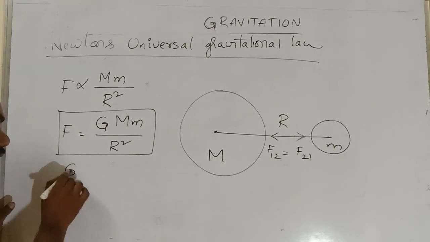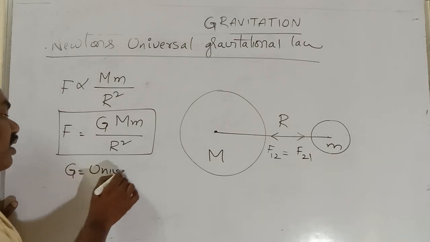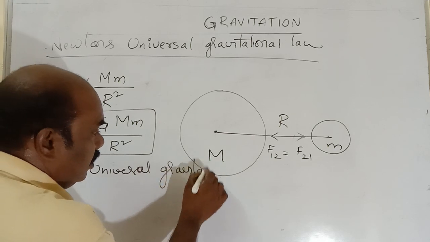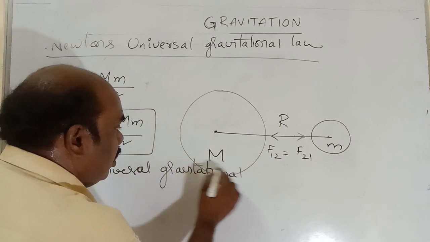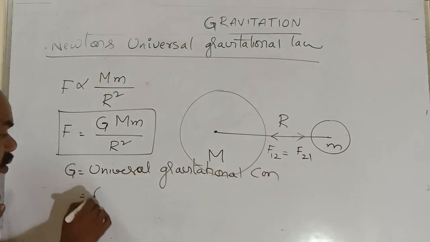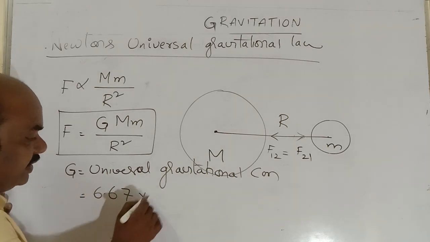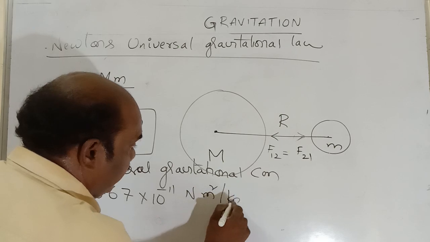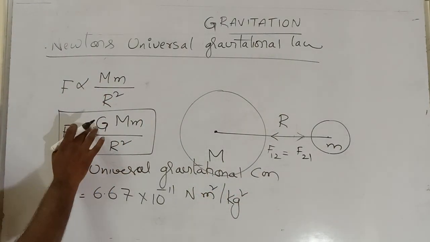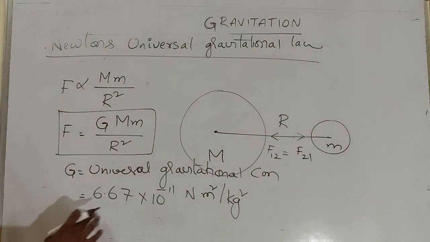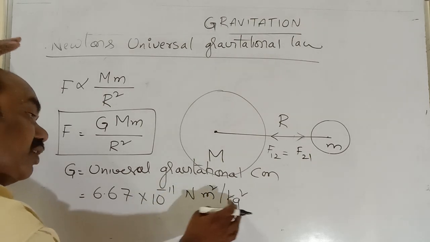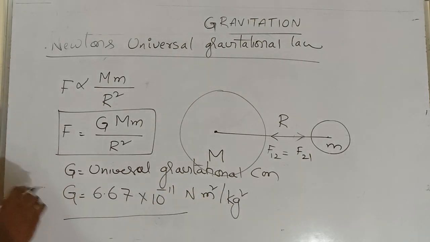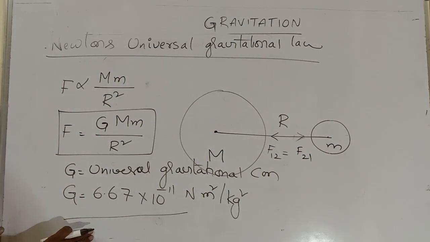What is capital G? Capital G is called the universal gravitational constant. Sir, what is its value? Very important: 6.67 into 10 power minus 11 Newton meter square by kg square. This is the value of capital G, children. 6.67 into 10 power minus 11 Newton meter square by kg square. This value is constant everywhere in the universe. In numericals, by default, you have to remember this.